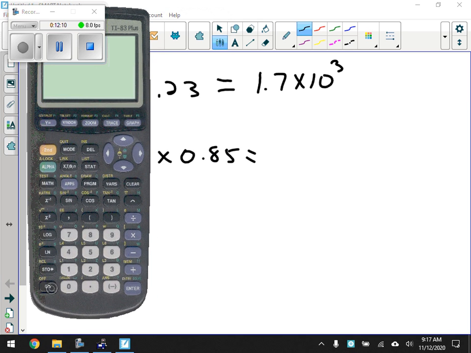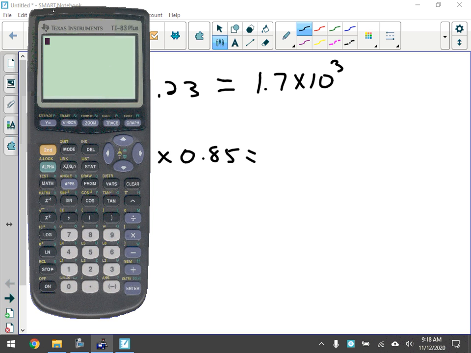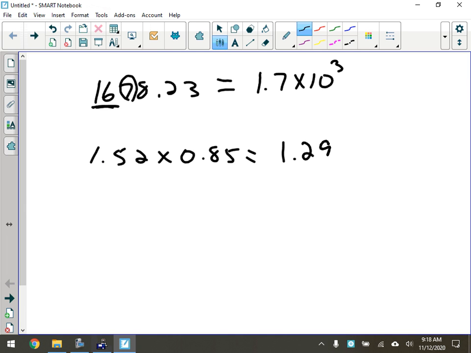So what did I say here? 1.52 times 0.85 would be what? 1.292. By the way, that would be meters squared. Also in this unit, it's going to be very important to use units, as always. And we need to do what here?